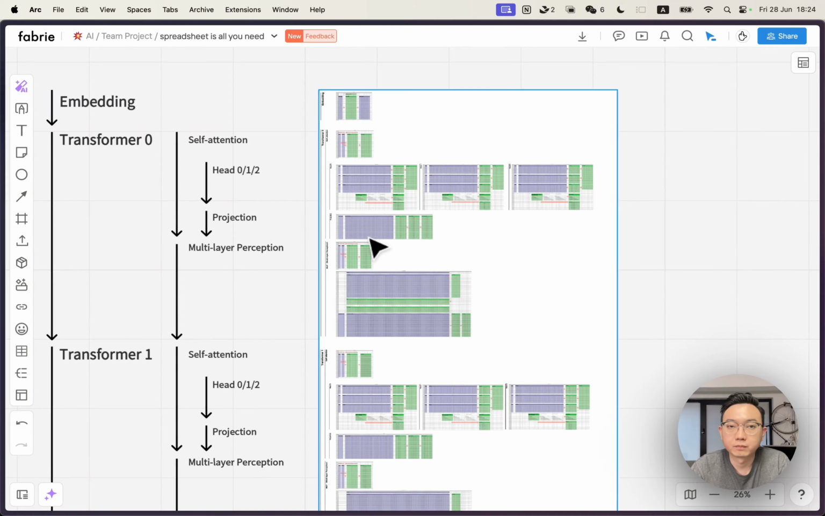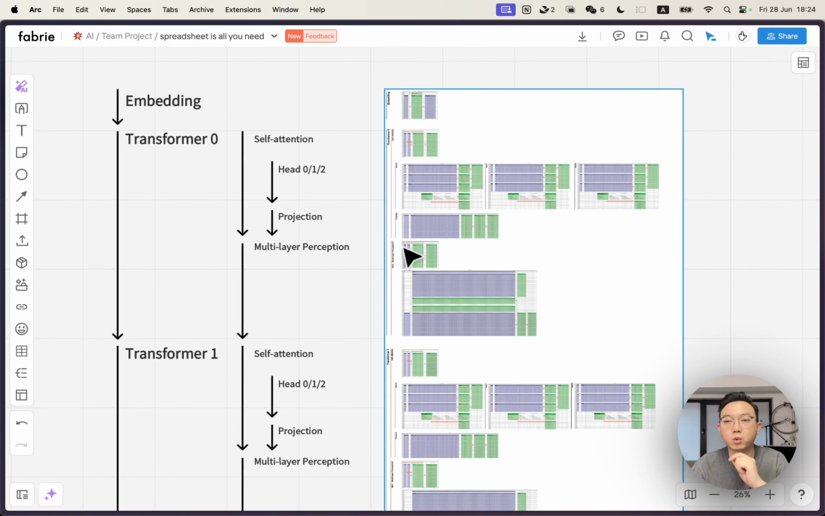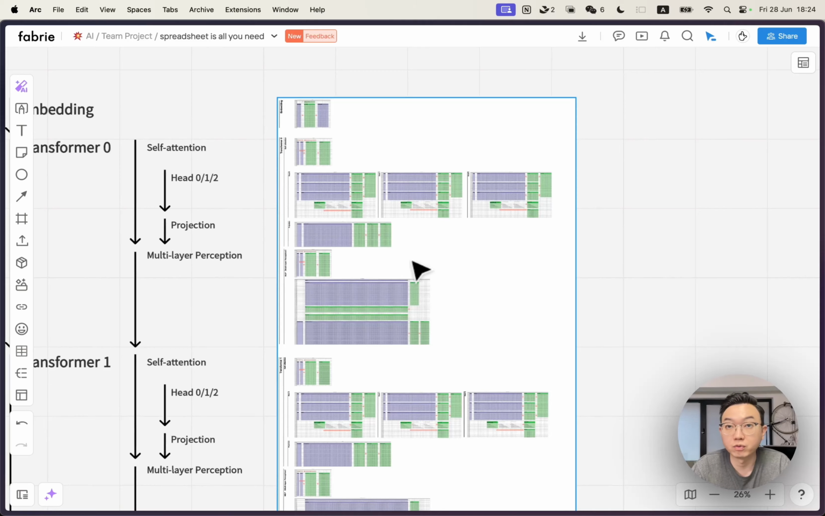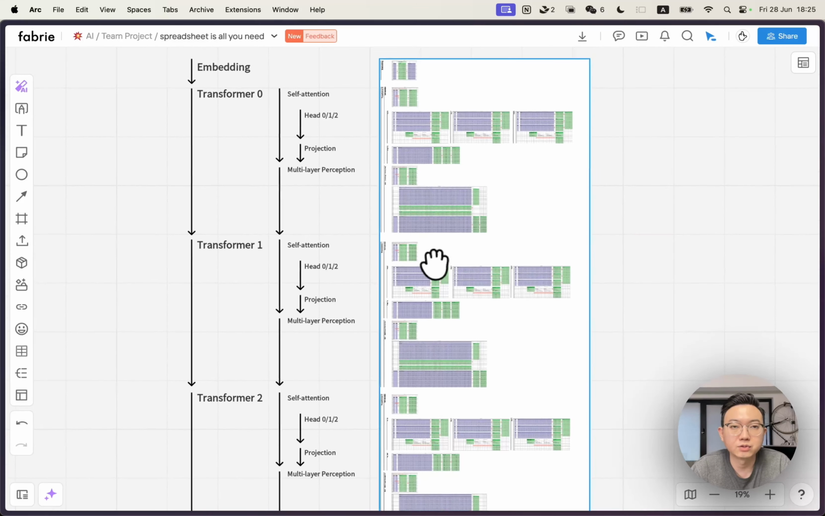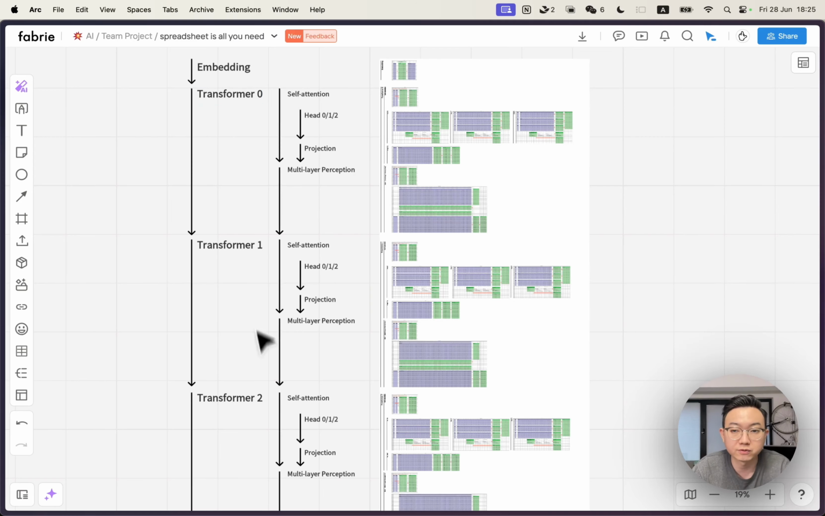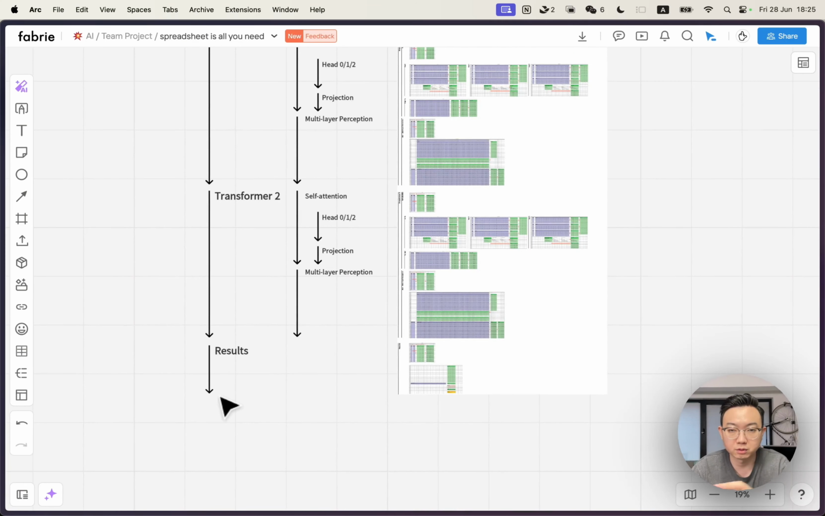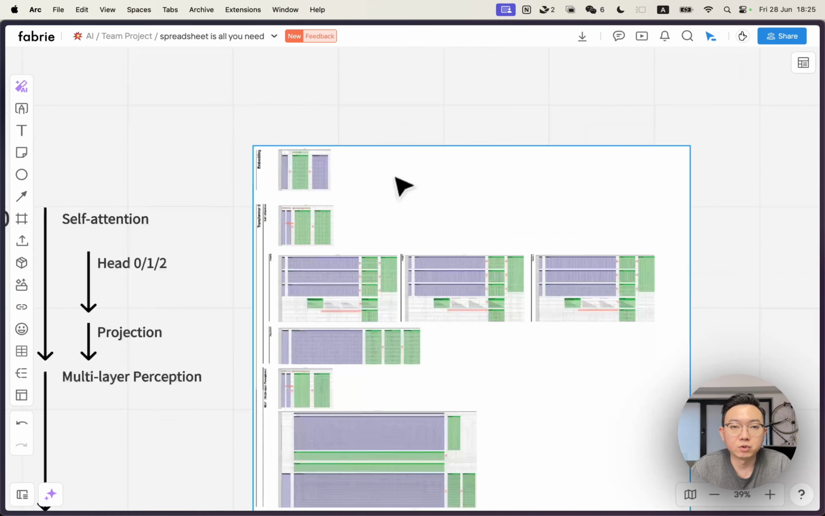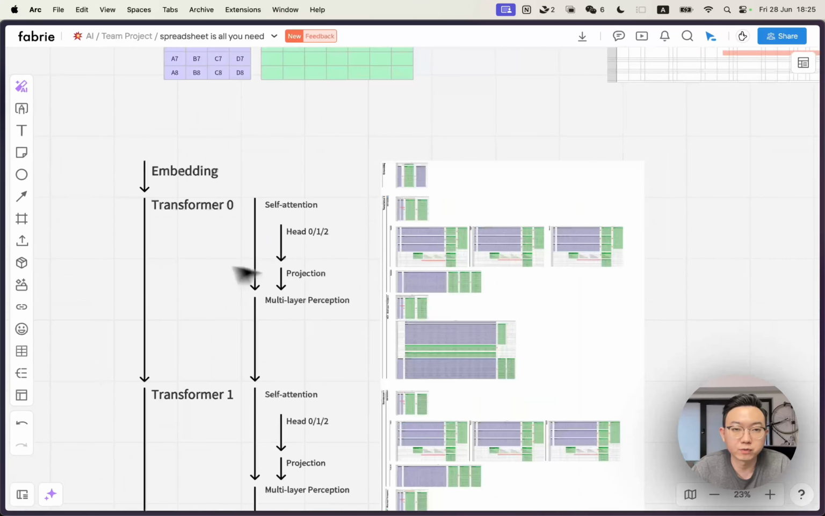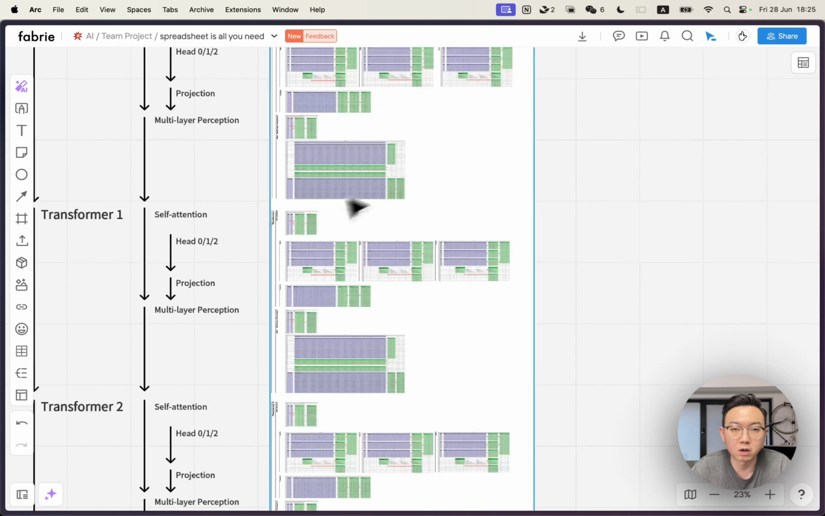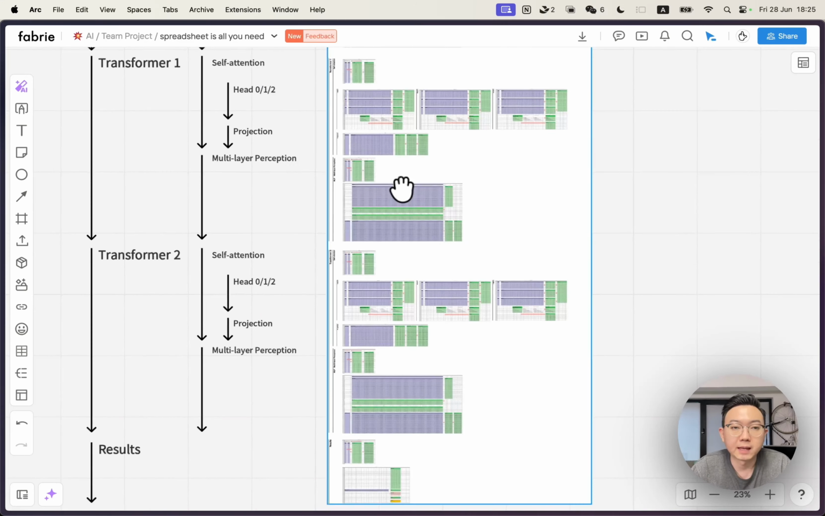All right, so let's take a quick look at the entire architecture from an overview. You will see that the entire structure contains embedding, three transformers, and then the result, the output part. And if you look slightly closely, you will notice that the transformers, each one of them, are almost identical, and the data will go through it 3 times.